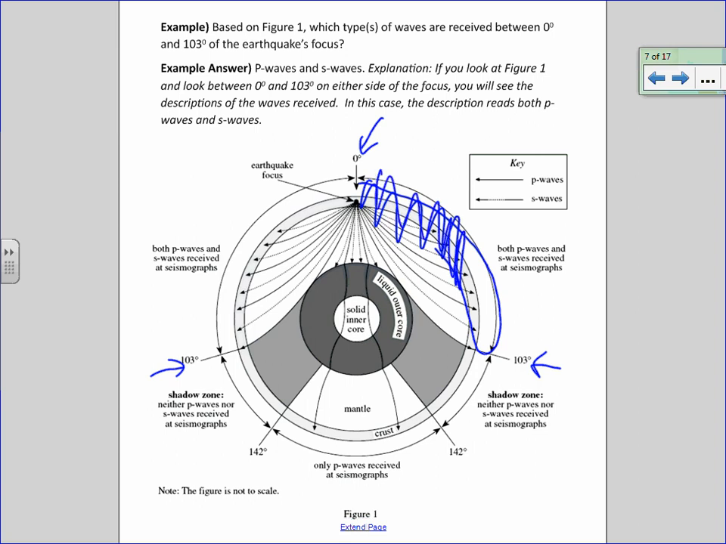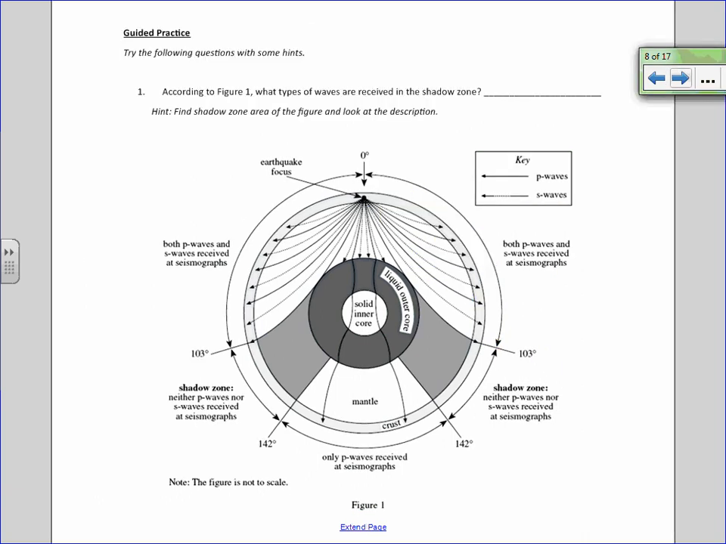So what type of waves are there? Both P waves and S waves. Now you can either look and notice that the dotted lines hit and the straight lines hit, or what else you'll notice is that it actually says right here that both P waves and S waves hit. So sometimes they give you that data.